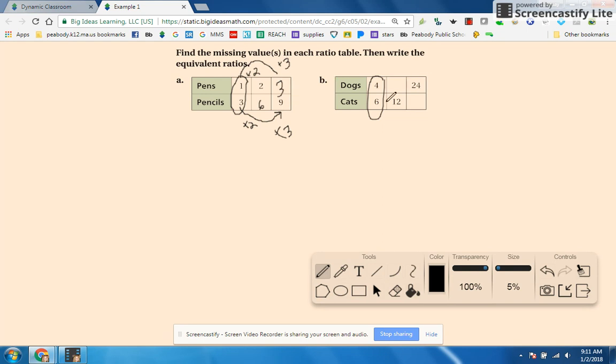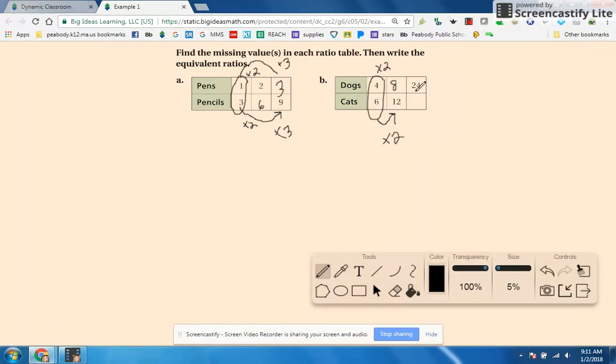Let's try part B. For every 4 dogs, there's 6 cats. So they're saying if there are 12 cats, how many dogs would there be? So to get from 6 to 12, you would multiply by 2. So that means you're going to take the top number and multiply it by 2. So that means if there were 12 cats, there would be 8 dogs.